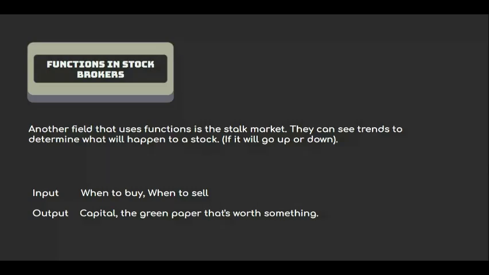If it's been going down for a while, like for example, Apple in the 1980s, it was going down for a while because no one believed in the internet. And so people took their money out before Apple became a big thing. That's why they sold. Basically, you get to see the history of the stock, but you don't know where it's going. And the input is when to buy and when to sell.